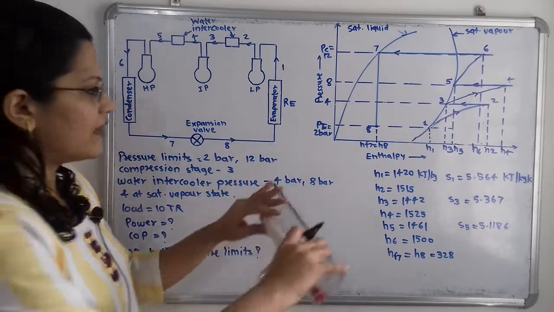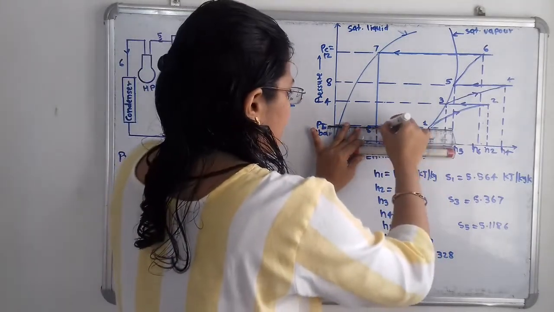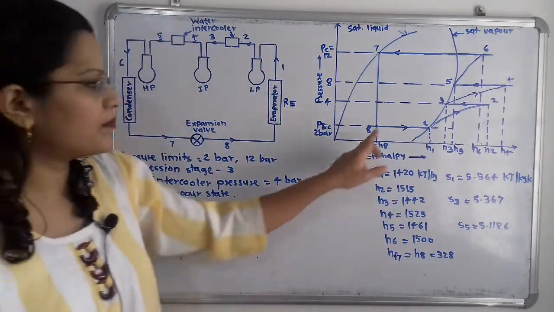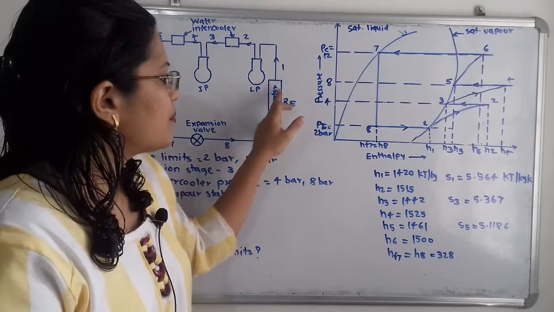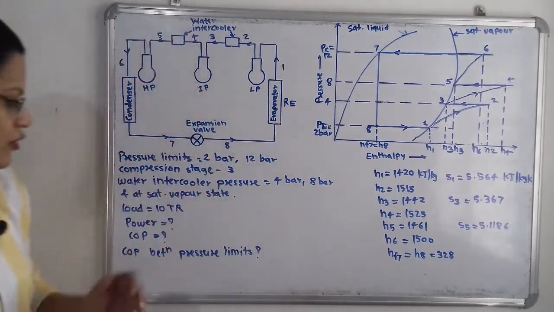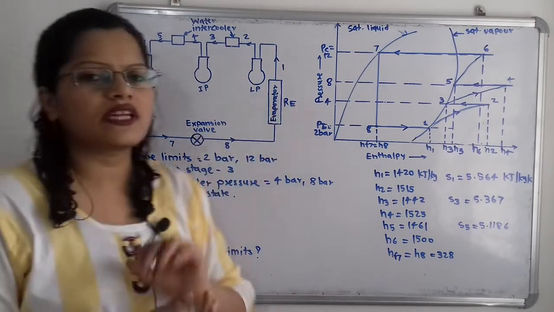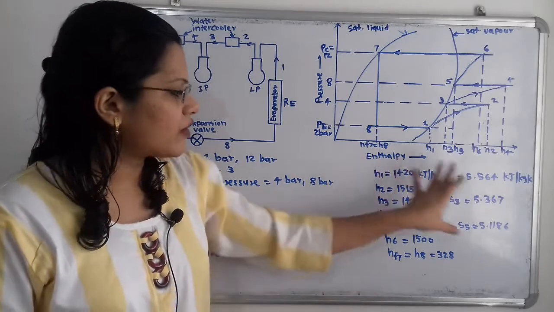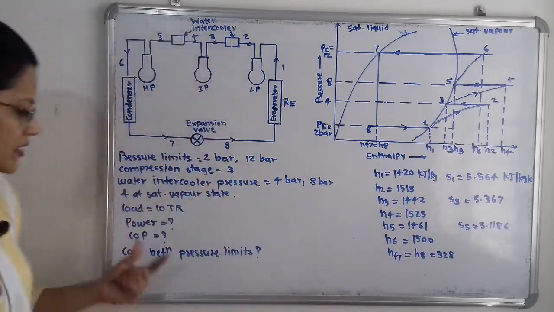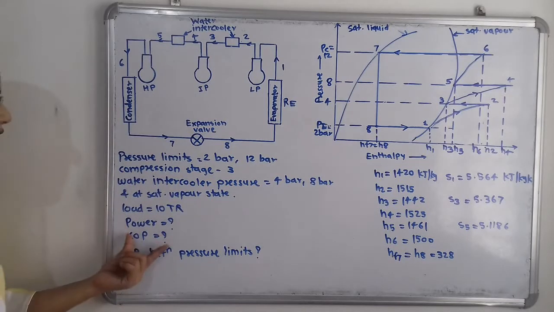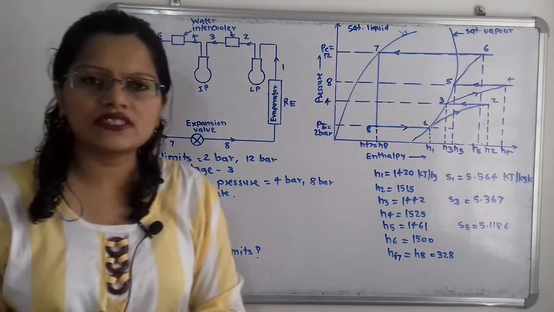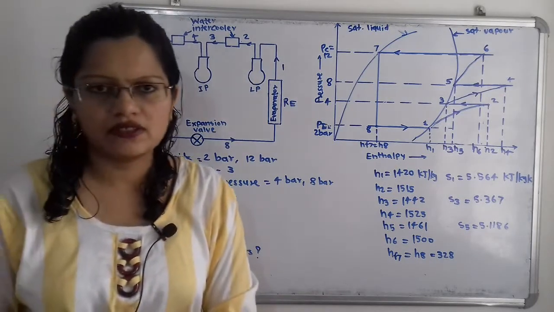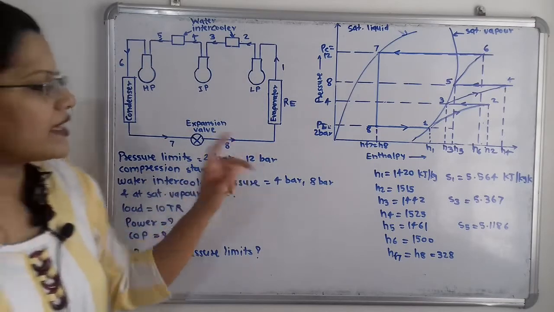So we have to show that from point 8 to point 1 at the constant pressure of 2 bar, this refrigeration effect is taking place, and here it depends on the load on the evaporator. So here the load on evaporator is also given, that is 10 tons of refrigeration. So we can easily calculate from all these enthalpy values the power required to drive this system, then the coefficient of performance for this system and the coefficient of performance between these two pressure limits. So what are the pressure limits? That is 2 bar and 12 bar.